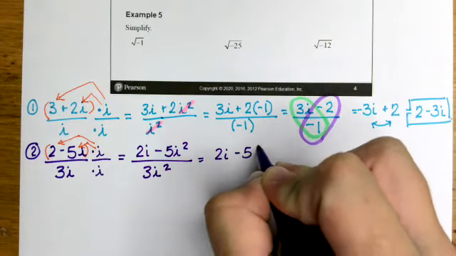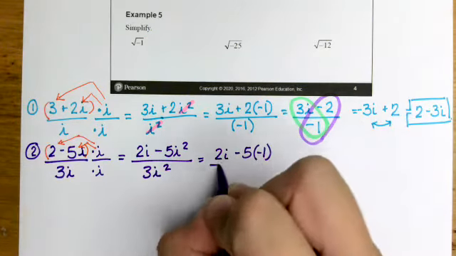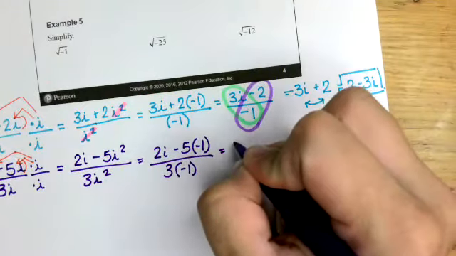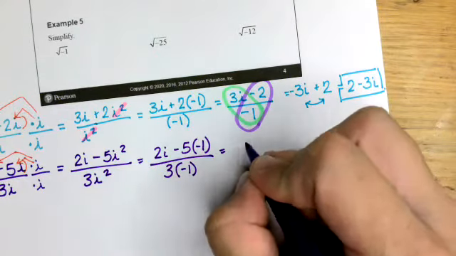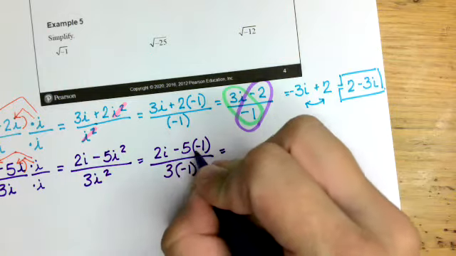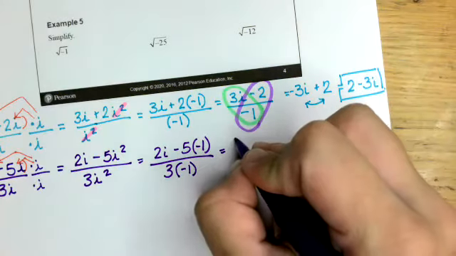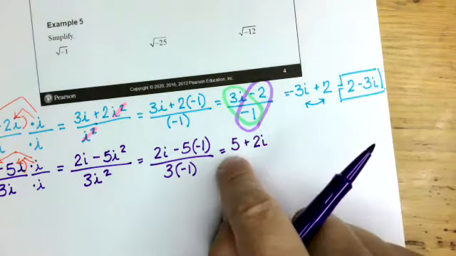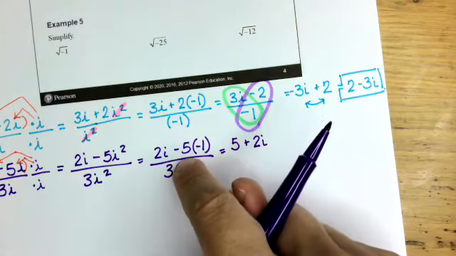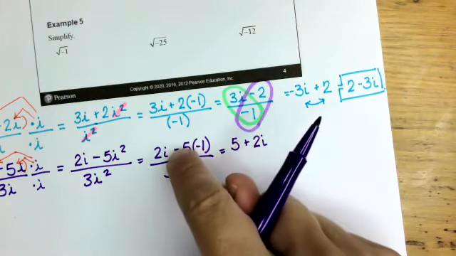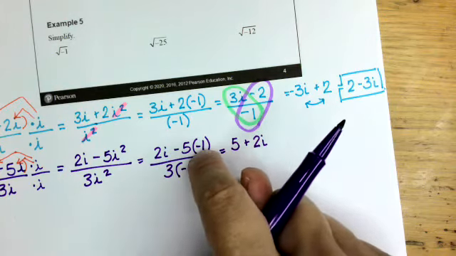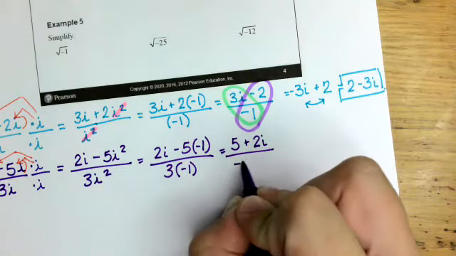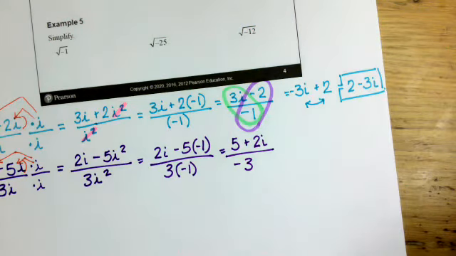2i minus 5, the i squared becomes a -1, over 3i squared becomes a -1 here too. I'm going to flip them, okay? So -5 times -1 is a +5, right? Plus 2i. I just wanted the 5 because now it's the real part of the equation. I want it in front. So I took the -5 times a -1, got a +5, moved it in front of the 2i. 3 times -1 is -3.